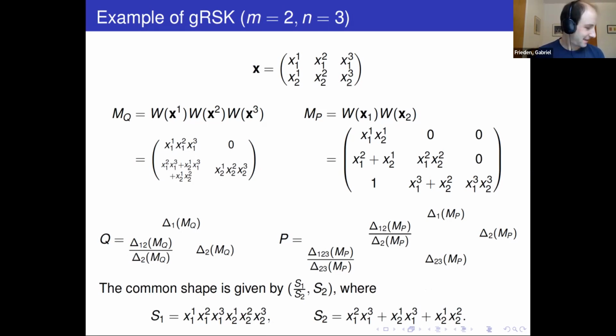One thing that you might notice is that if you squint at this S2 here, if you ignore the superscripts, this looks like an H2 in variables x1 and x2. If you ignore the subscripts and just look at the superscripts, it looks like an E2 in 3 variables. And we'll see that in general, these shape invariants are some sort of generalization of Schur functions in either n sets of variables or m sets of variables.